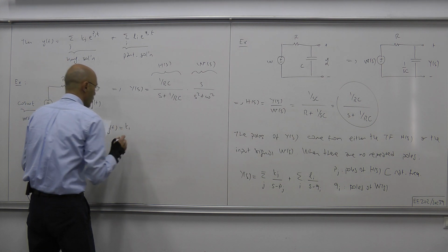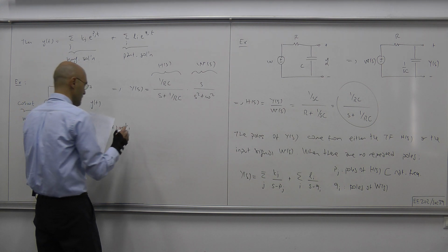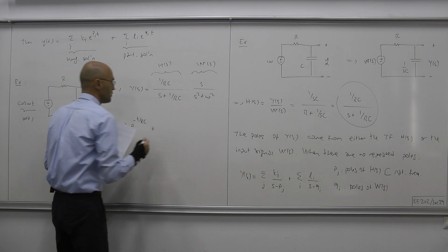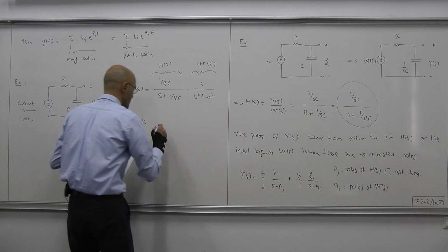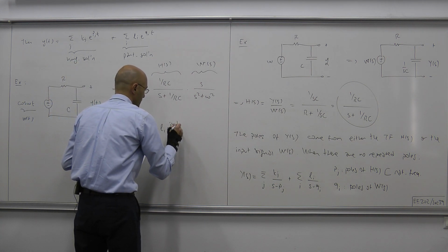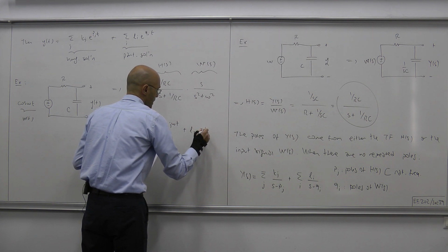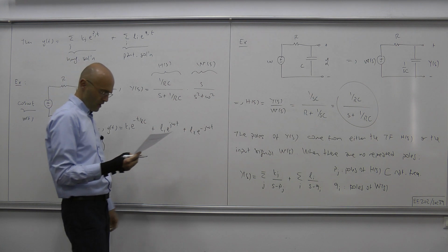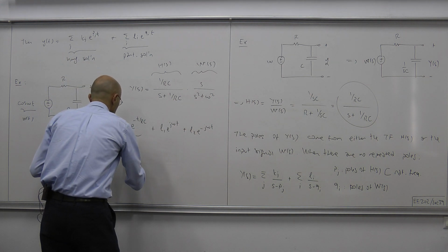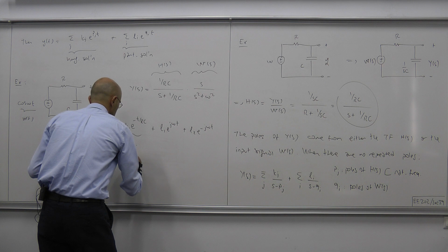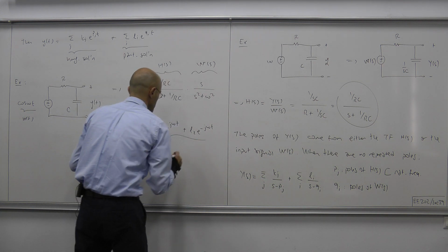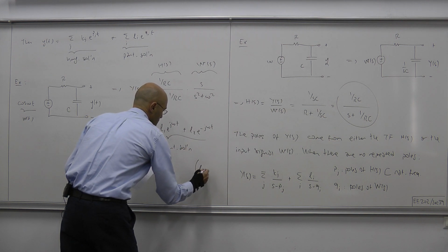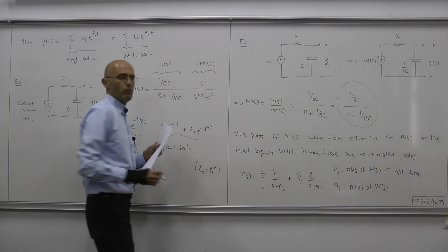The first pole produces the homogeneous solution K1 e to the minus t over RC, and the second pair produces the particular solution, L1 e to the j omega t plus L2 e to the minus j omega t, where L1 and L2 must be complex conjugates of one another. So this is the homogeneous solution, and this is the particular solution, where L2 is L1's complex conjugate.